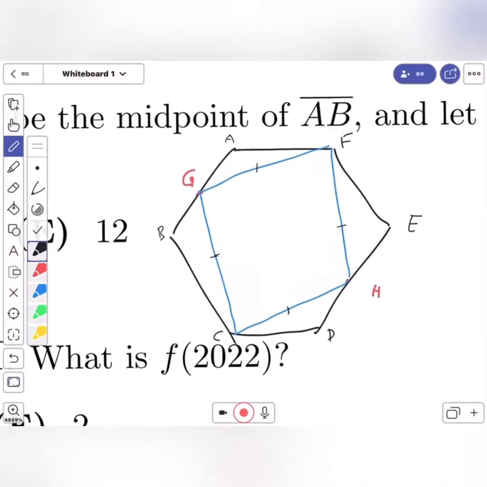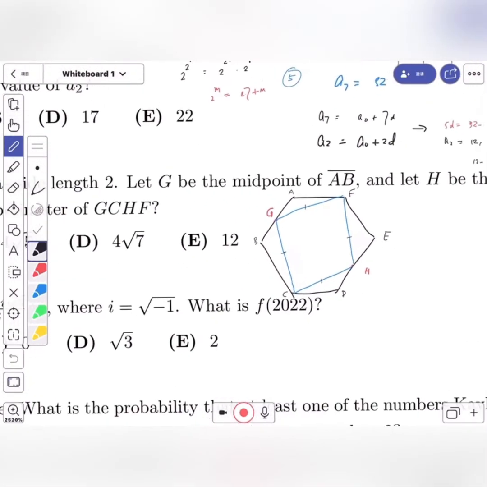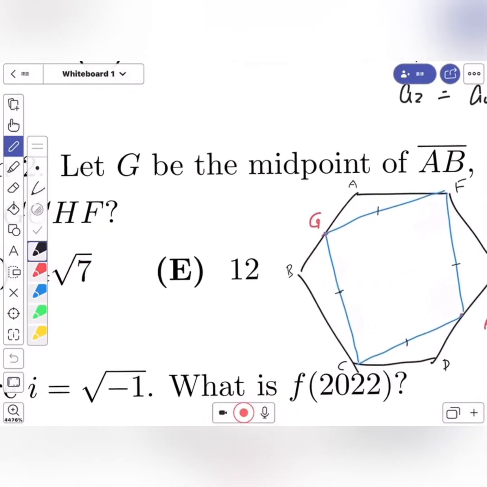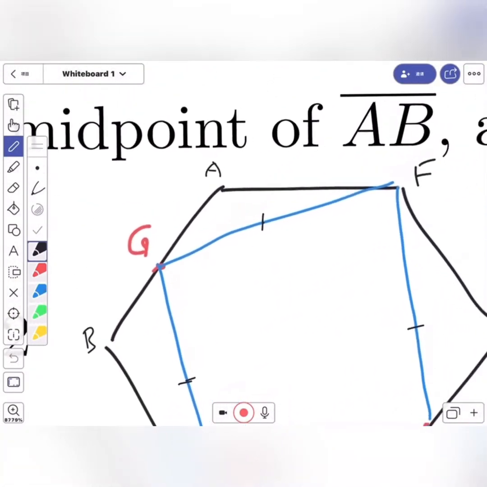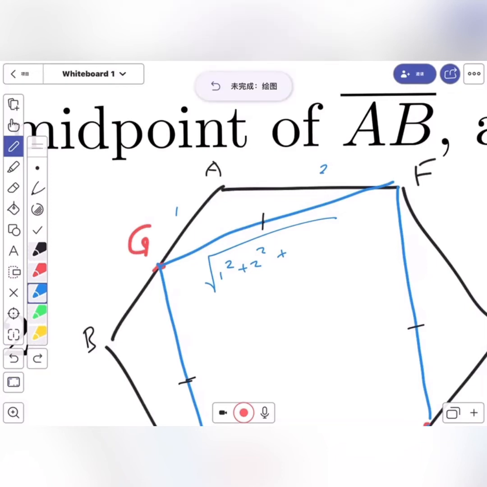So now from here, because we know that the side length is 2, the length of AG is equal to 2 over 2, which is 1. Now AF is equal to 2. Now GF, how do I find this? We can just basically use the law of cosines. The square root of 1 squared plus 2 squared, and I'm actually adding because it's minus 2ab cosine theta, but the cosine of GAF is negative. And the angle GAF is 120 degrees.